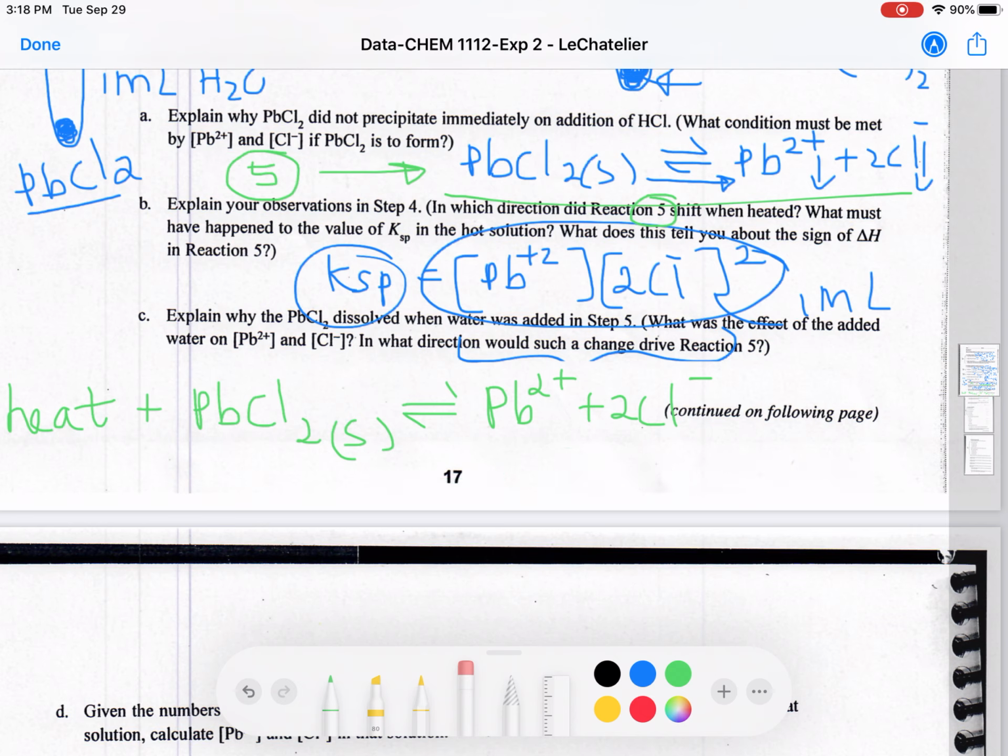The concentrations of these two decrease. So if you decrease the concentration of your product, what's going to happen? The equilibrium will shift to the right, making more of the product. So that is Le Chatelier's principle at work, because when you disturb a reaction by making a dilution, it will counteract by making more of the products.